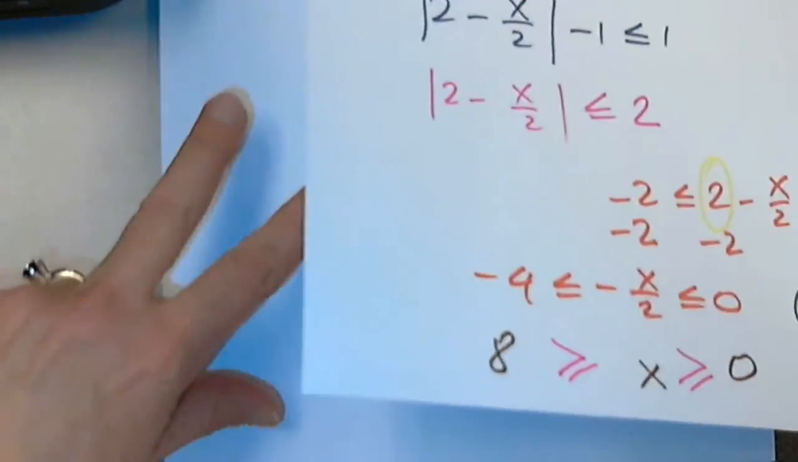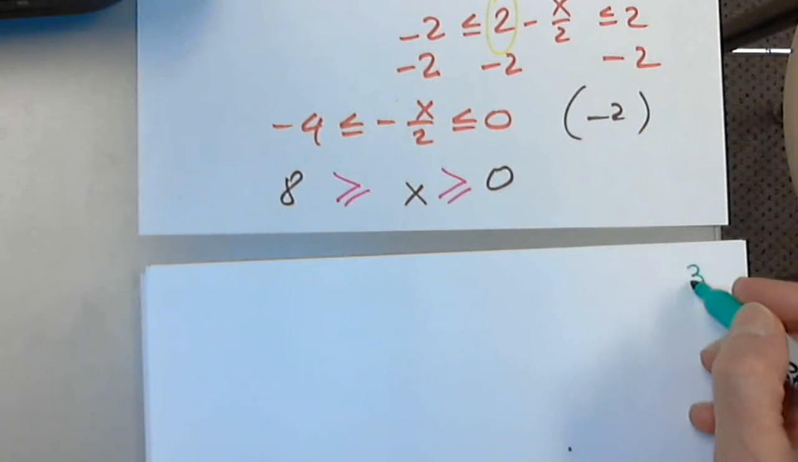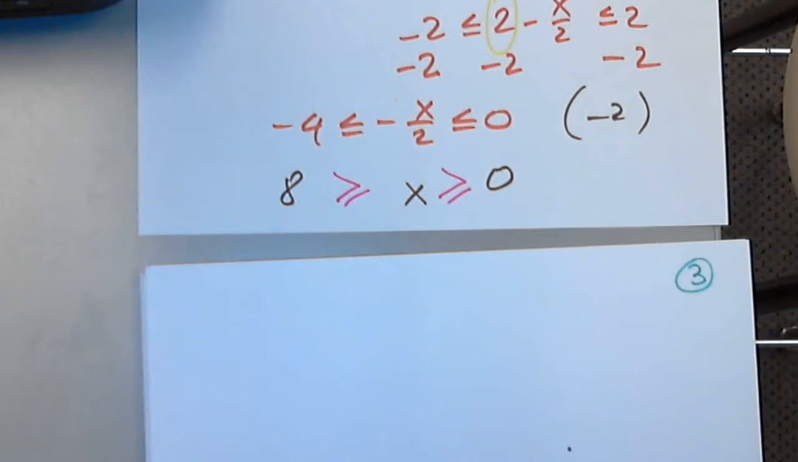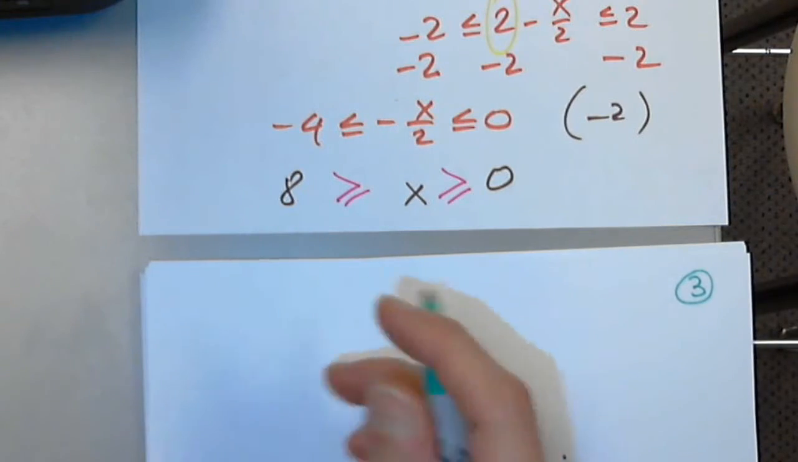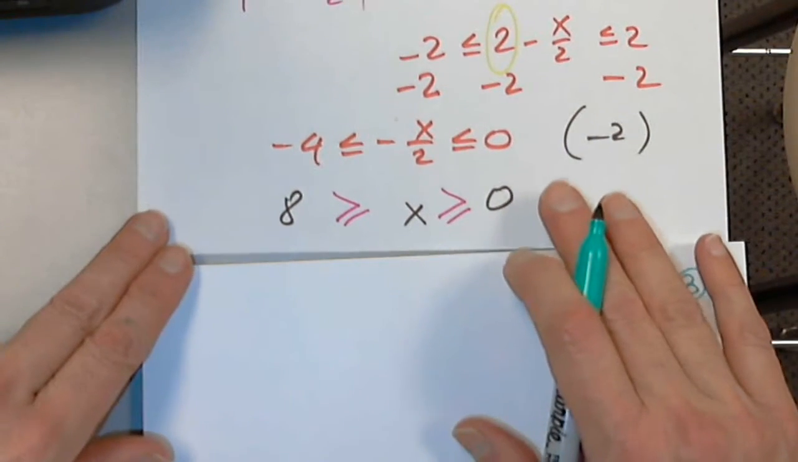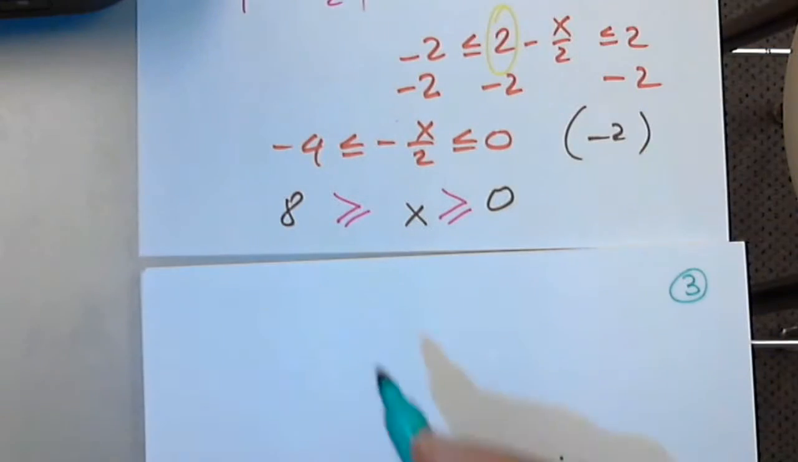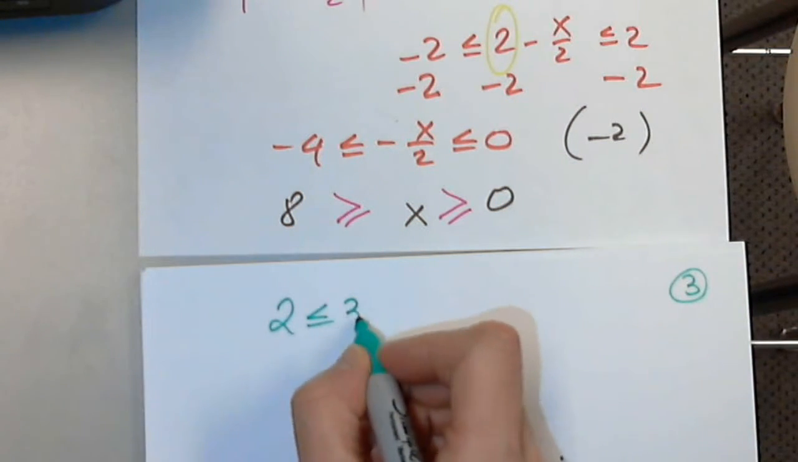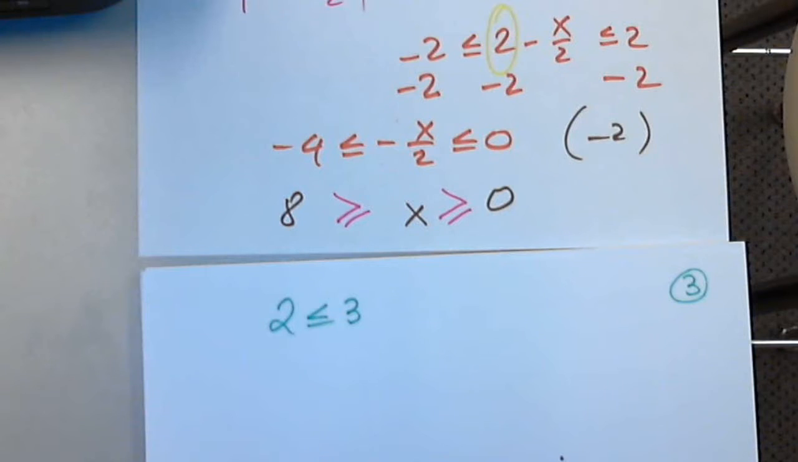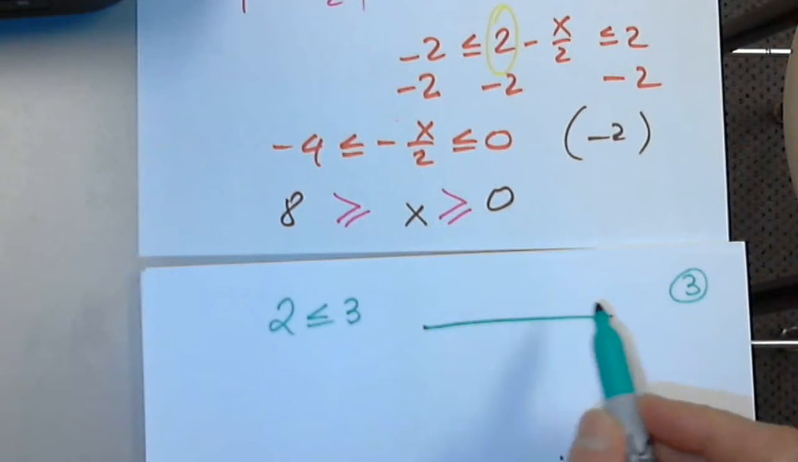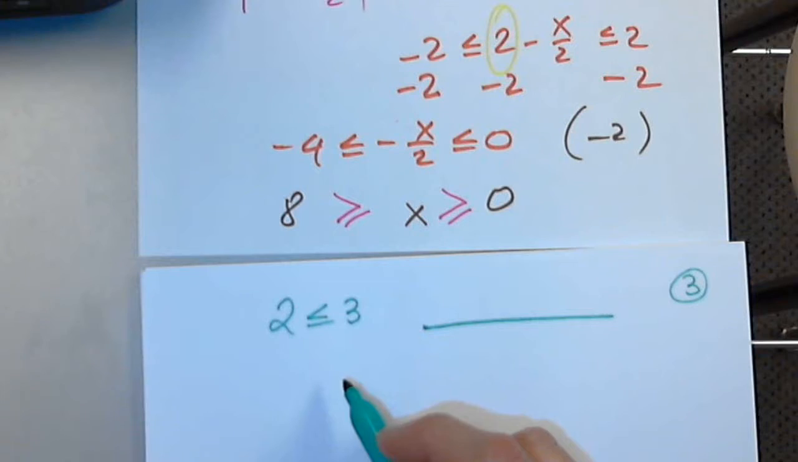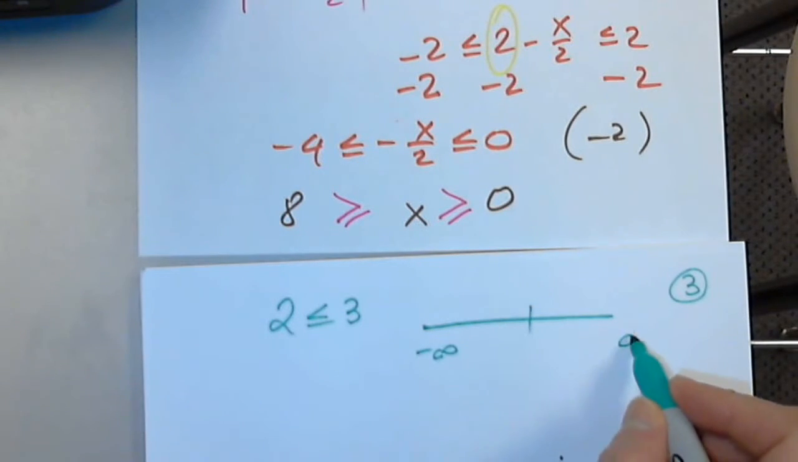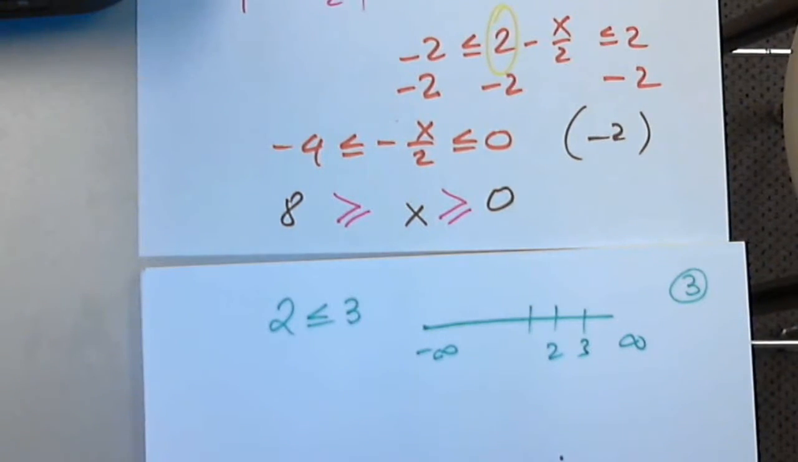Do I need to refresh your memory on this procedure, or is it clear why we have to switch? So here's an example, and then I'll come back. This is not done. We have to write the interval notation in a second. So do you agree that 2 is less than or equal to 3? Yes. So this is negative infinity, infinity. This is 2. This is 3. No units are required. I'm just explaining. So obviously 2 is to the left of 3. Any number to the left of another number must be smaller, correct?